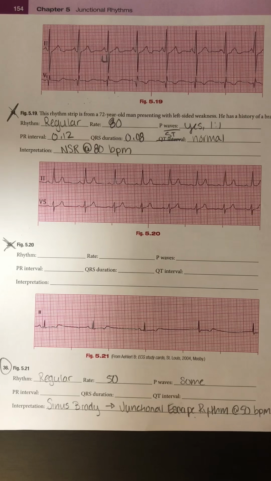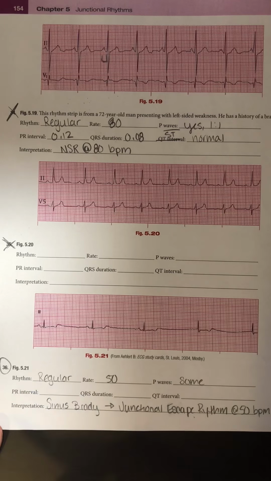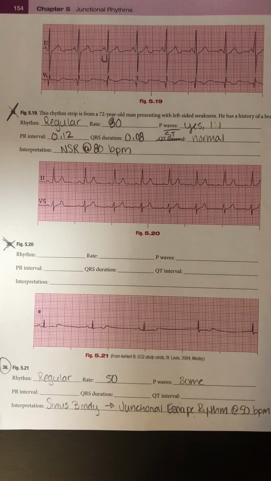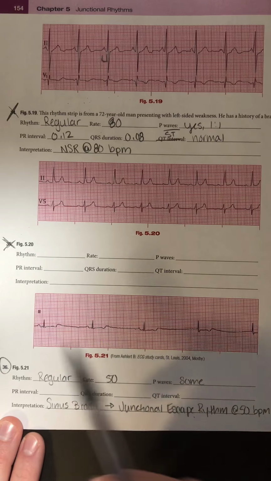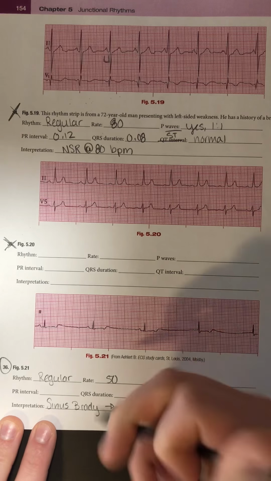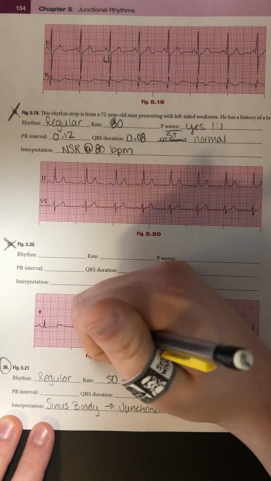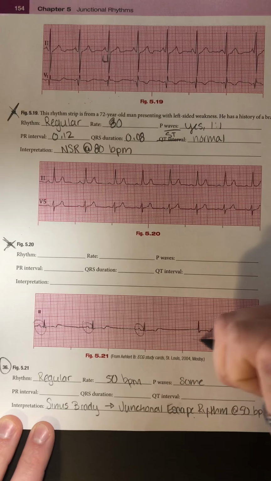All right, on the next page, we're going to be looking at number 36, figure 5.21. This rhythm, we can tell right off the bat it's slow, so we know it's going to be slower than normal. And I do 1, 2, 3, 4, 5, so 5 times 10 gave me that rate of 50 beats per minute. And we do have some P waves here, so I have a P wave here, here, and here, but not here or here.